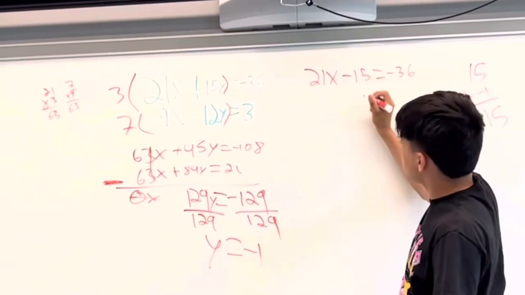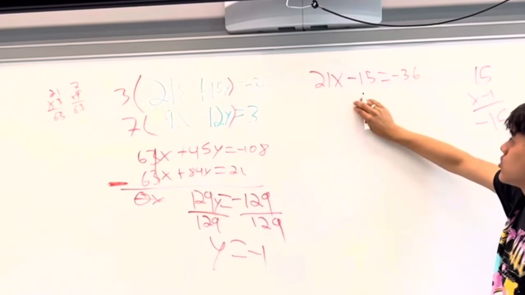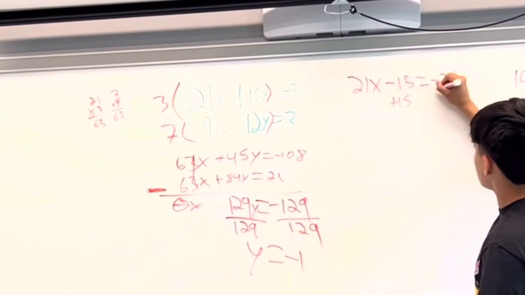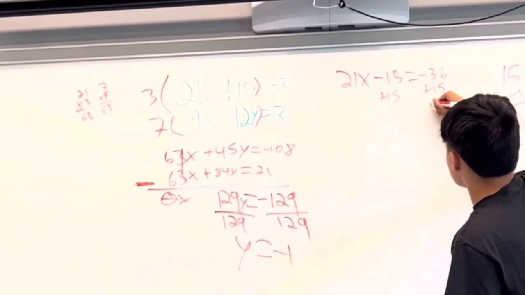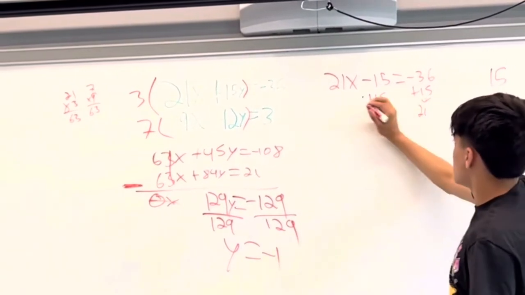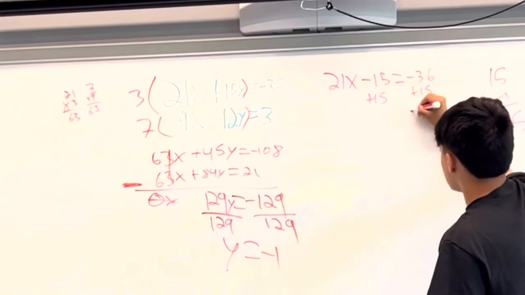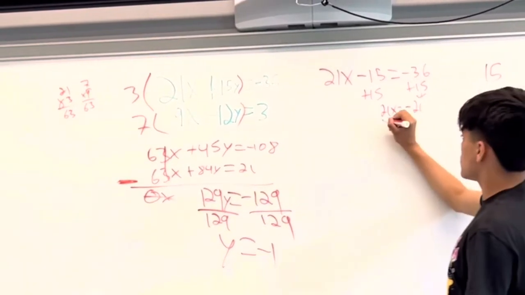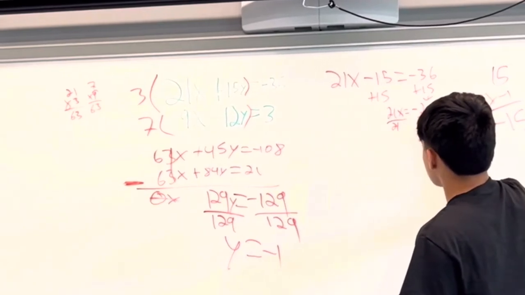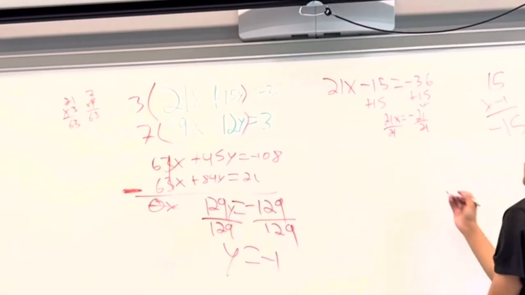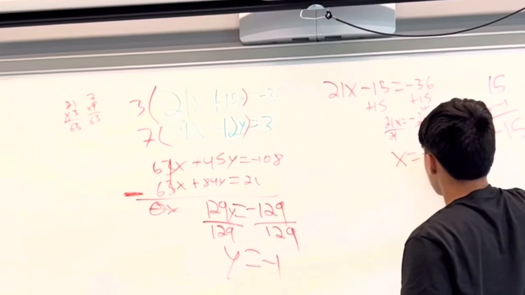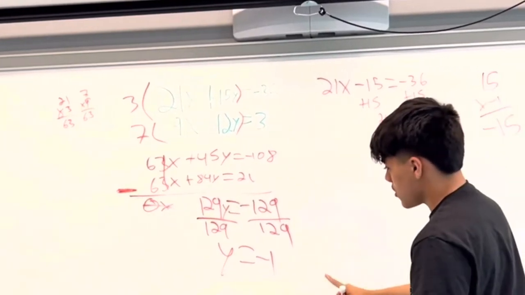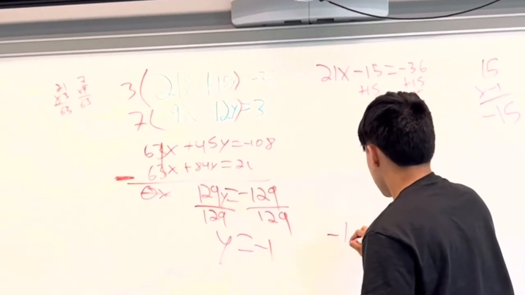So obviously, we do the opposite. Opposite of subtraction is addition. So plus 15, plus 15. That gives us 21x equals negative 21. So we divide by 21 to get x by itself. So x equals negative 1. And since we got both, let me put them in point form. So it would be negative 1, negative 1.